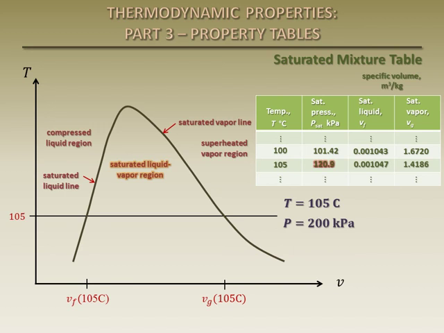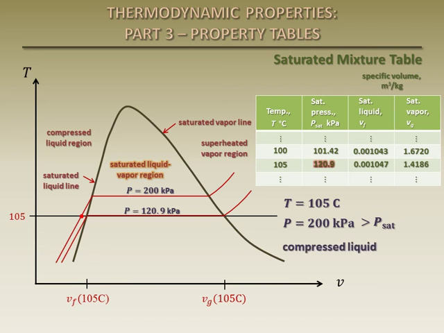Recall that on a TV diagram, constant pressure lines have the following form. Because the given pressure is greater than the saturation pressure, it must lie on a higher constant pressure line. Therefore, we can conclude that it's a compressed liquid. We cannot use the saturated mixture table to determine the properties. We must use a compressed liquid table, which we will discuss later.